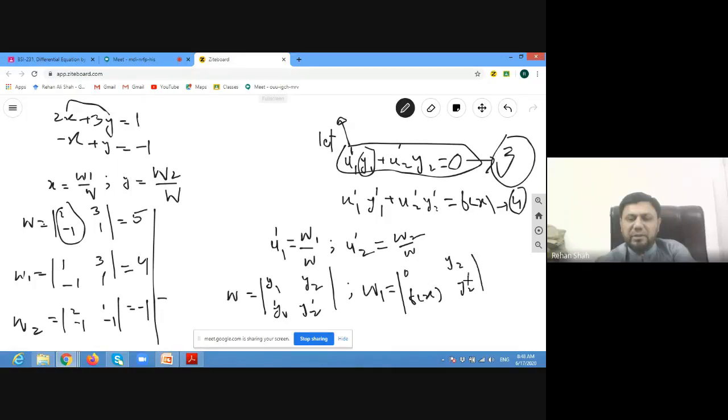Similarly you can write W2. W2 is y1 dash, 0 and f of x. If you find these determinants, put them in W1 by W, and then integrate this value, you will get u1. Is it clear?